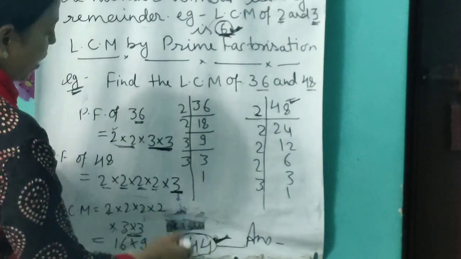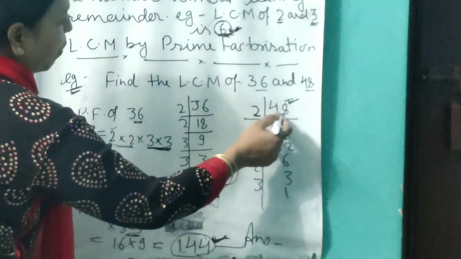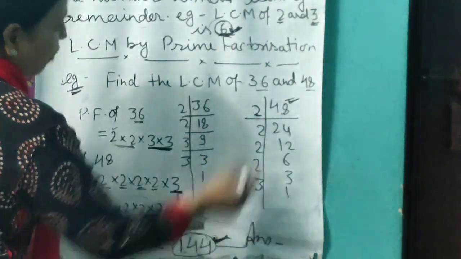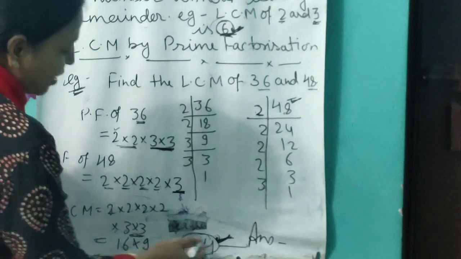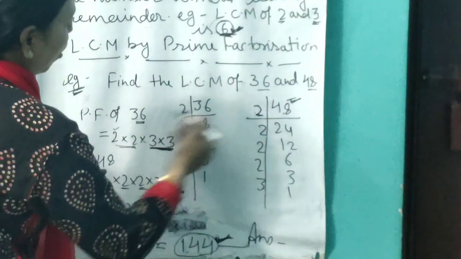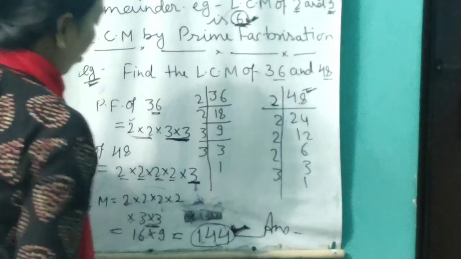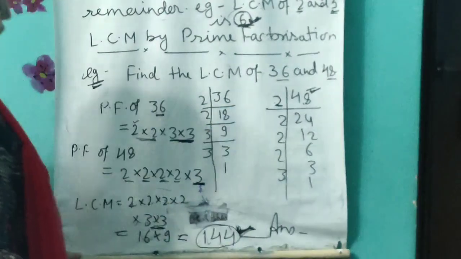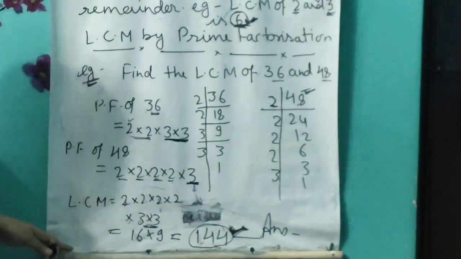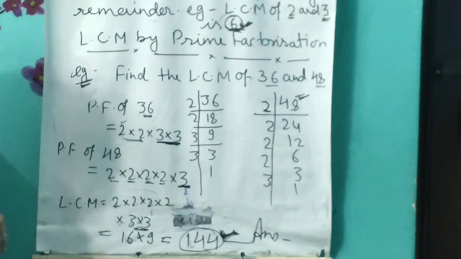This is the lowest number which is divisible by 36 and which is also divisible by 48, which is given in the definition of the LCM. LCM is the lowest number which is divisible by each of the numbers. So this is the LCM of 36 and 48. We will discuss some more examples to better understand this. Now let us discuss another example.